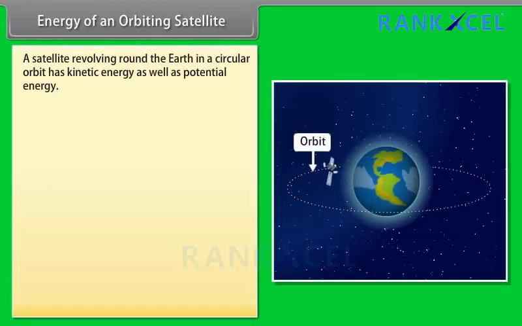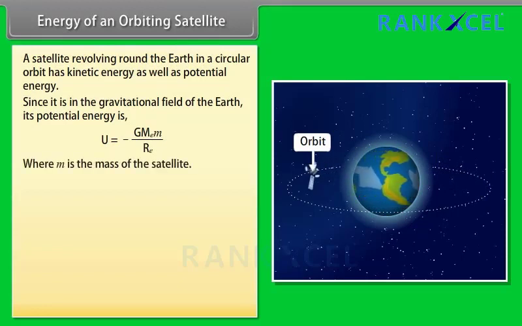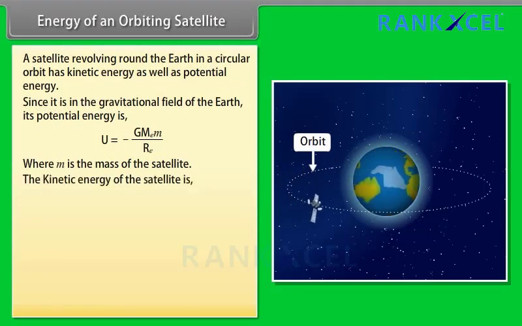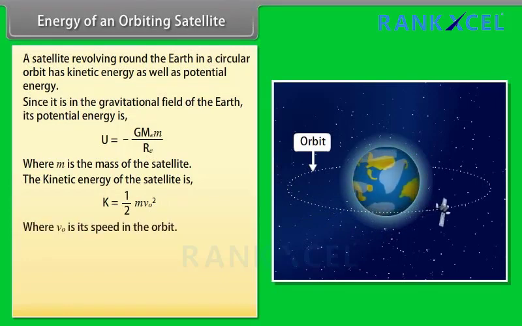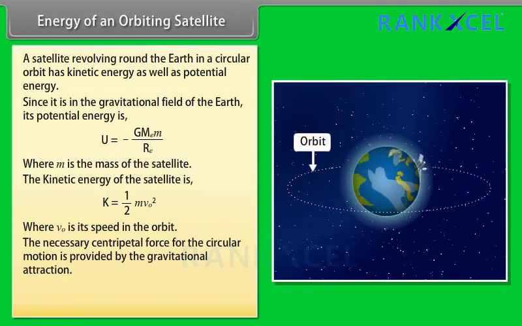Energy of an orbiting satellite. A satellite revolving round the Earth in a circular orbit has kinetic energy as well as potential energy. Since it is in the gravitational field of the Earth, its potential energy is U is equal to minus G M E m divided by R E, where m is the mass of the satellite. The kinetic energy of the satellite is K is equal to half m v naught square, where v naught is its speed in the orbit. The necessary centripetal force for the circular motion is provided by the gravitational attraction.